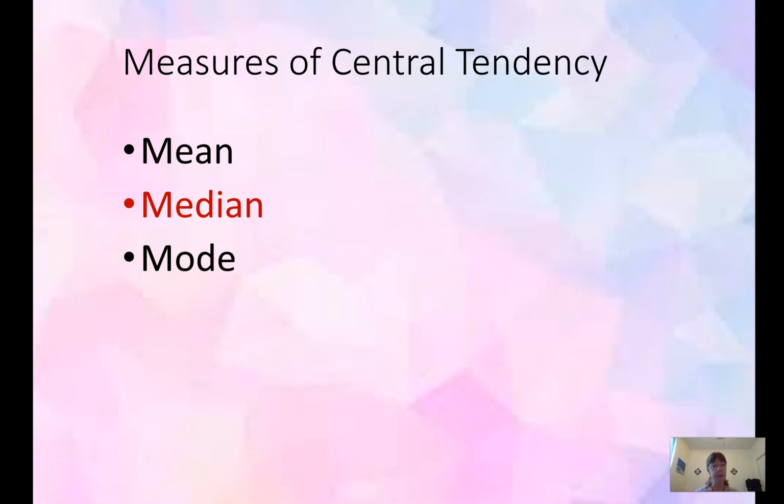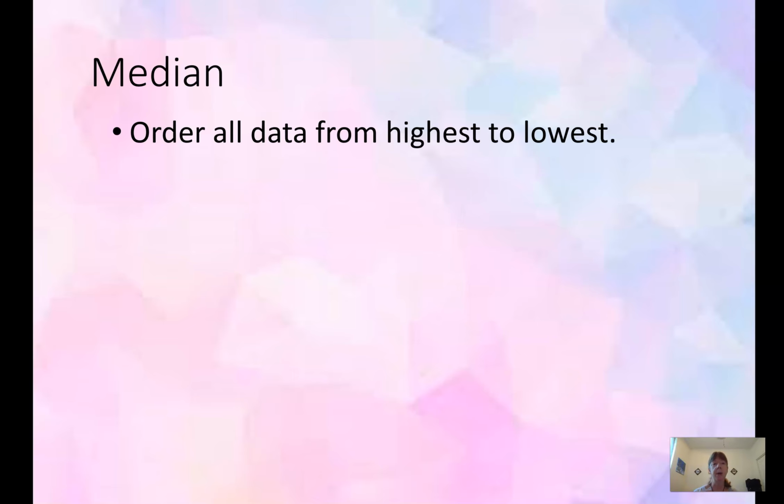Now I'm going to talk about the median, which is another measure of central tendency. It's not as popular as the mean, but it is used quite a bit, and eventually I'll tell you specifically when it tends to be used. The median is the score where half are above it and half are below it. So it's the one right in the very middle.